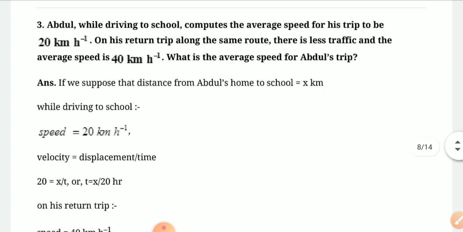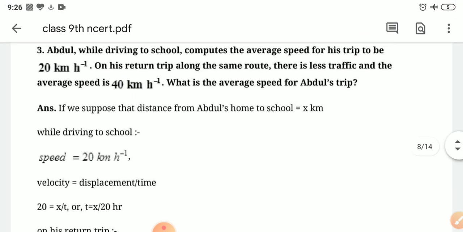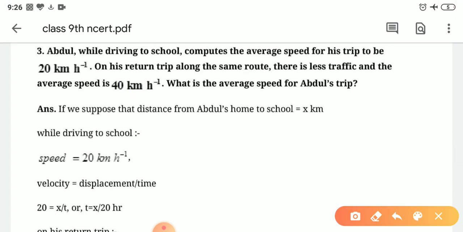Abdul, while driving to school, computes the average speed for his trip to be 20 km per hour. On his return trip along the same route, there is less traffic and the average speed is 40 km per hour. What is the average speed for Abdul's trip? Okay. Now this question is also very good.